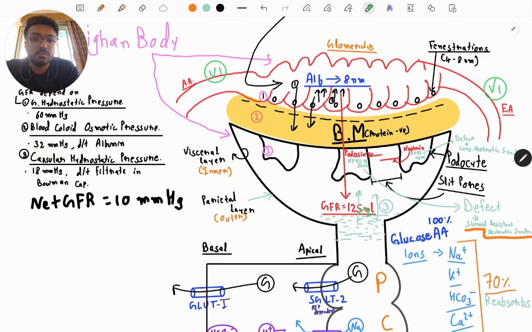Then we have the capsular hydrostatic pressure, which will be exerted against the filtration due to the pre-existing plasma fluid being here. So it's going to send back the excess amount, as we already have enough here. We cannot take more load, so you take it back, and that will be around 18 mmHg. So our net filtration pressure will be 10 mmHg, by 60 minus 32 minus 18.